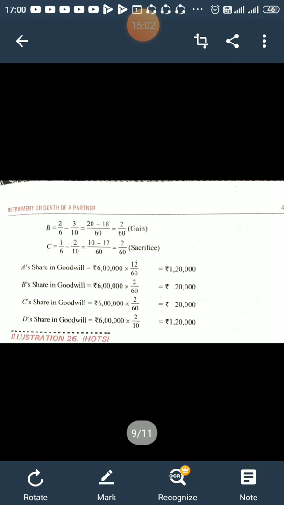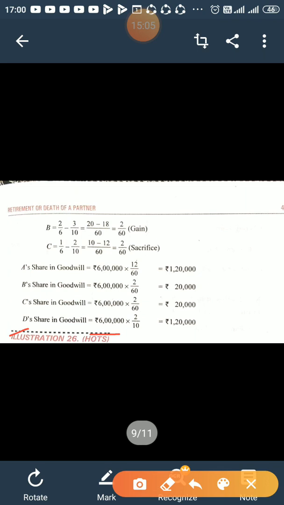So D's share of goodwill, value of goodwill is 6 lakh multiplied by 2 by 10, that is 1,20,000. C is sacrificed 2 by 60. So C should be compensated by his sacrifice share. Value of goodwill is 6 lakh multiplied by his sacrifice share 2 by 60, that is 20,000. The same way A share of goodwill, A gain, this is 12 by 60, he is gaining 12 by 60 multiplied by value of 1,20,000 and 20,000.